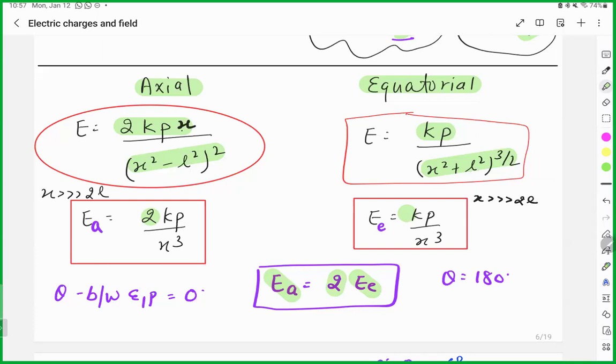Right? Because kp by x cube is the electric field at the equatorial point. E means equatorial, A means axial. So kp by x cube is E, and you can calculate. Third difference: here electric field and dipole moment have angle 0, and here electric field and dipole moment have angle 180. These are the differences.